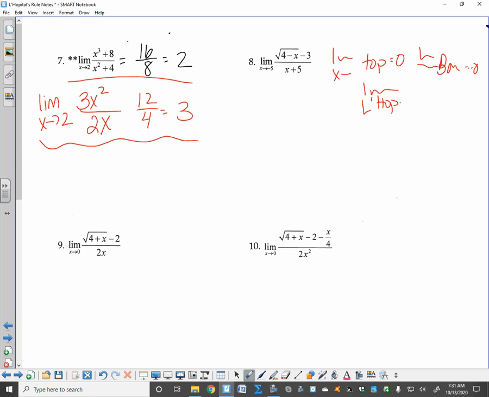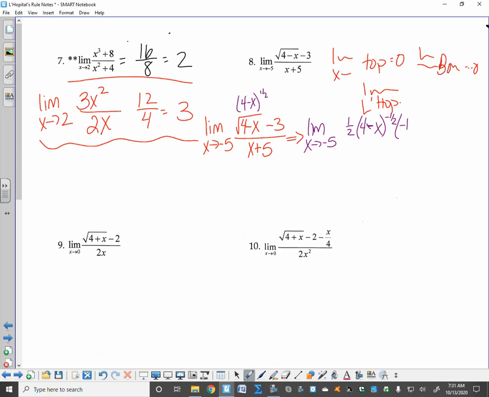So now I need to take the derivative. So the limit as x approaches -5 of root 4 minus x, minus 3. Make sure when you write that minus 3 that it's very obvious that it's not under the root and that the x is. Okay, so there's the original. It turns into, all right, this is 4 minus x to the 1/2. So 1/2, 4 minus x to the -1/2 times -1, that's the duck, and then minus 3 goes to 0, over 1.